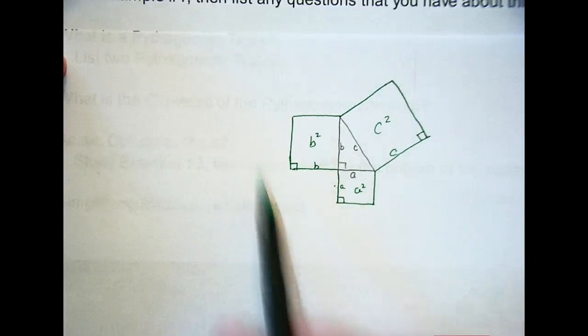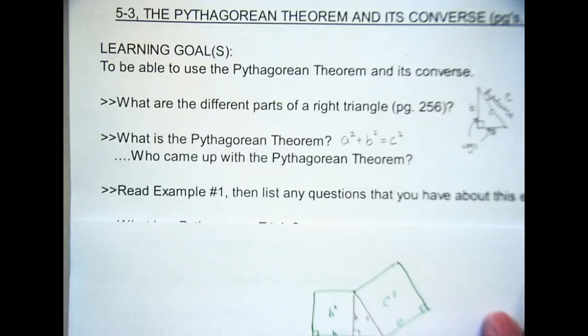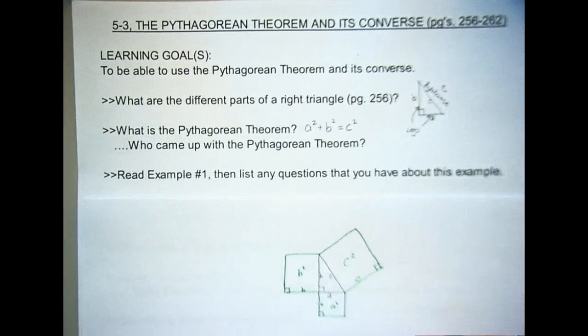Okay, you'll see this a lot in a book. Who came up with the Pythagorean theorem? Tell your neighbor who you think it is. Anyone know? Cameron? Yeah, the guy's name's Pythagoras.